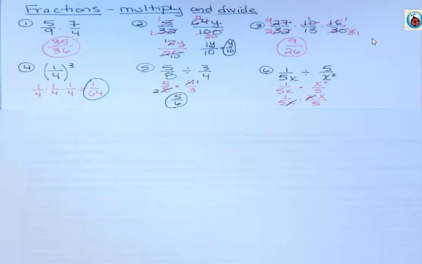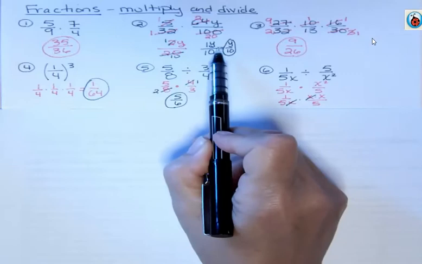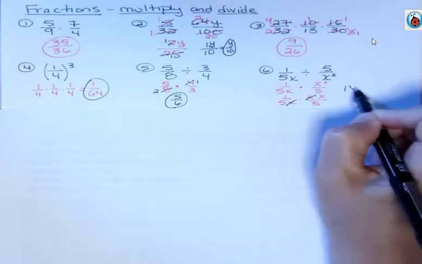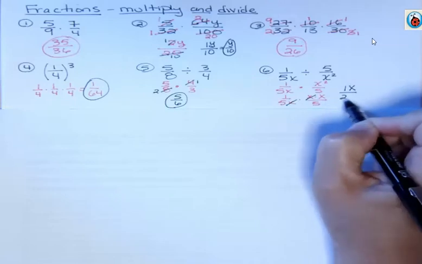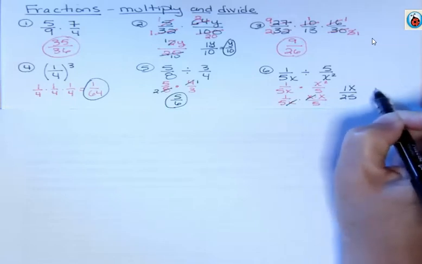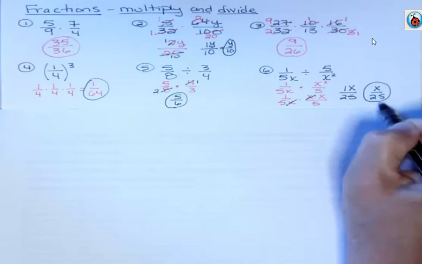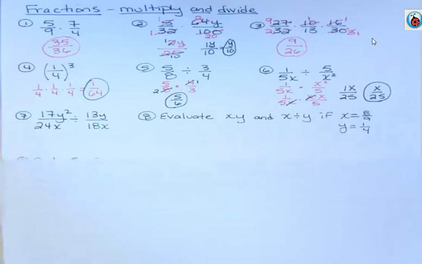So what I have on the top is 1 times x, which we saw before. When you have 1 times something, you don't need to show the 1. But if that's useful to you, I won't take off for it at this point. 1 times x. On the bottom, 5 times 5 is 25. And I'm going to write that as x over 25. That's how I want you to write it. Okay, let's move on and do a couple more, and then we're going to be done.